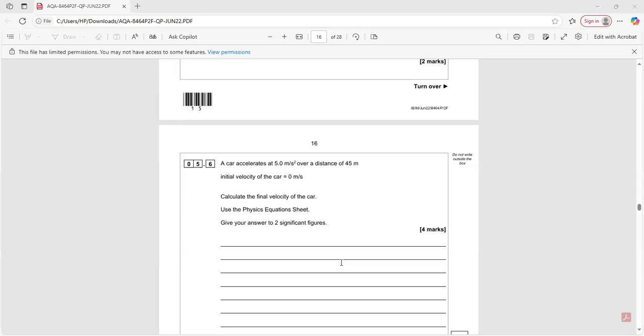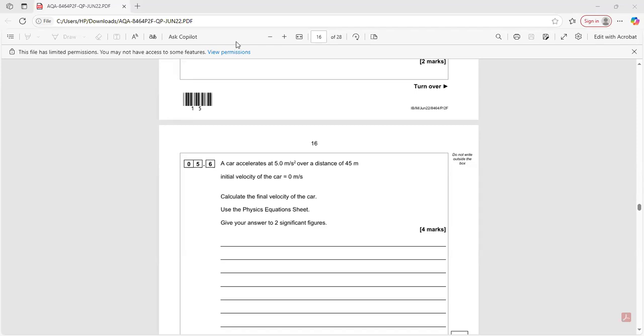Okay, this is a question that needs calculation. It says a car accelerates at 5.0 meters per second squared over a distance of 45 meters. The initial velocity of the car is 0, which means it started from rest. Calculate the final velocity of the car. Use the physics equation sheet.